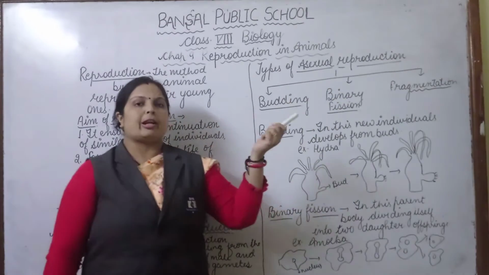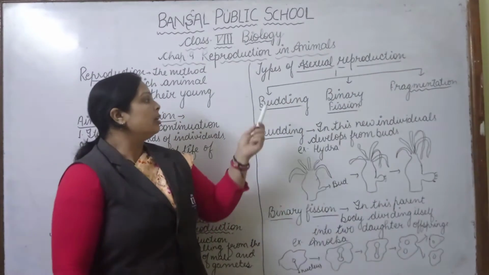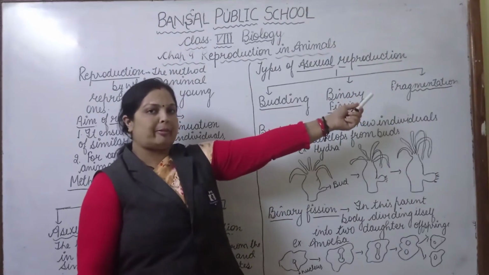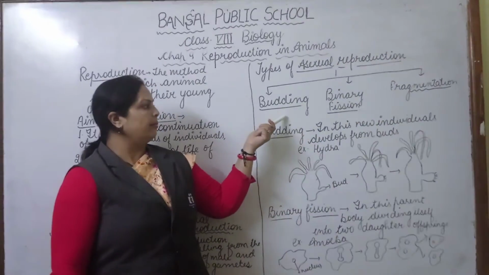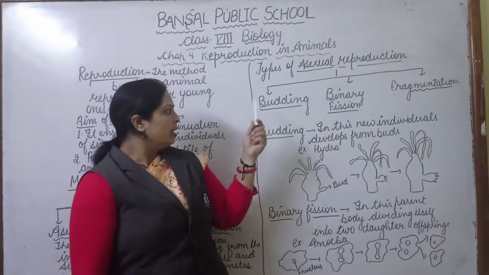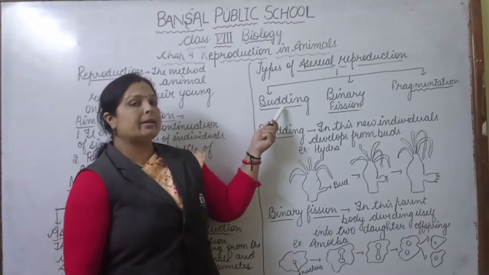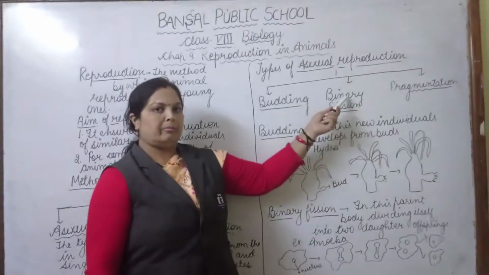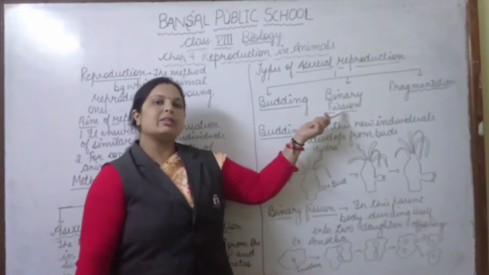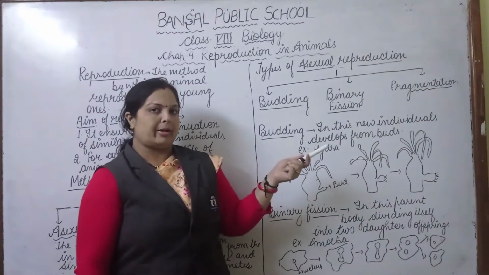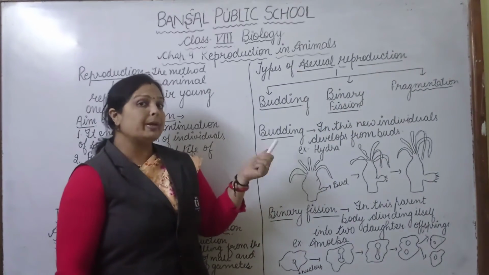There are different types of asexual reproduction, in which one is budding, second is binary fission, and third is fragmentation. What is the meaning of budding? What is the meaning of binary fission? What is the meaning of fragmentation? According to their names: budding, the arising of a bud. Binary fission: binary means two, fission means splitting. Fragmentation: dividing into small fragments. Clear? So now, what is the complete meaning of budding?